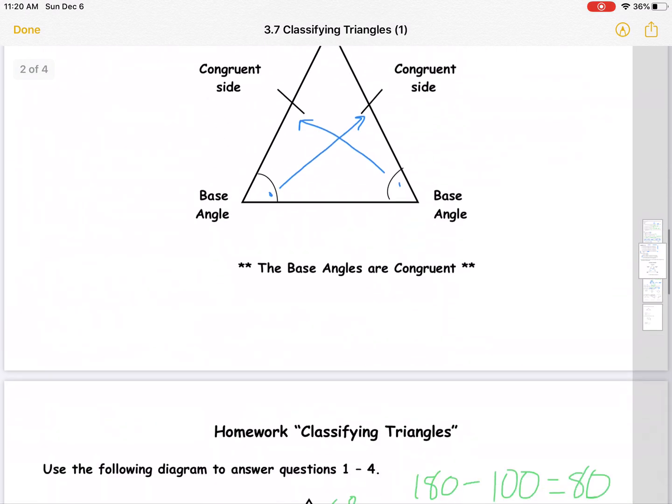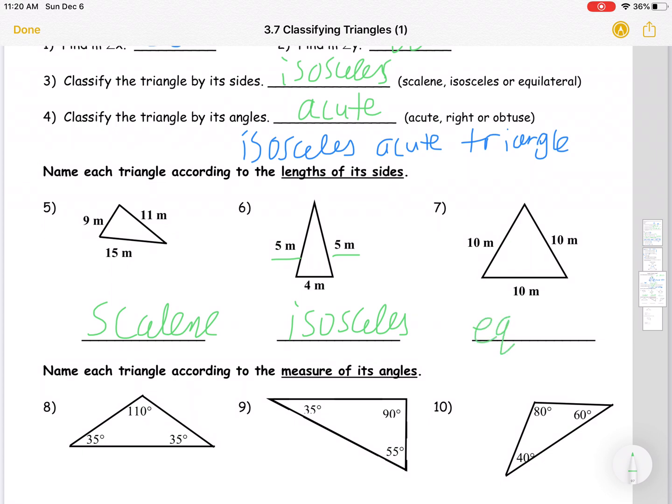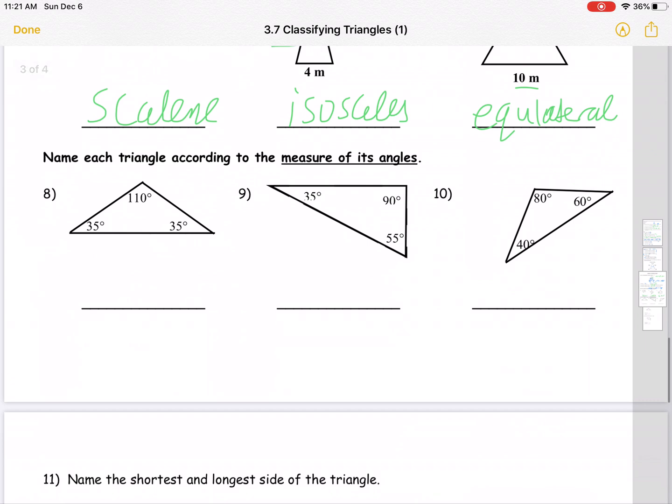Scalene, isosceles, equilateral. So here, number 5, this is a scalene triangle because none of the sides are congruent. Number 6, this is an isosceles triangle because 2 of the sides are congruent. Number 7 is an equilateral triangle because all of the sides are congruent.